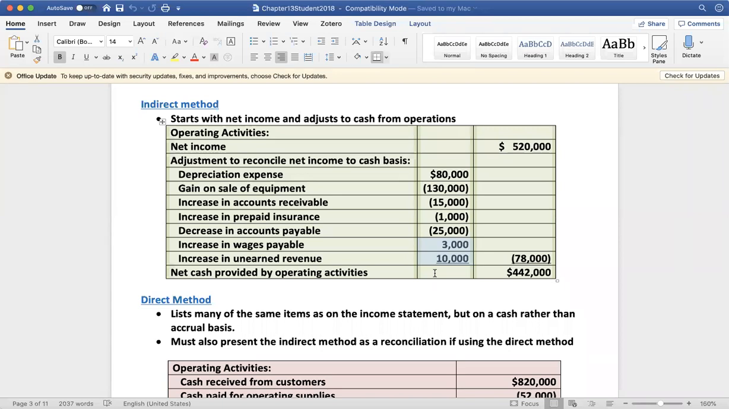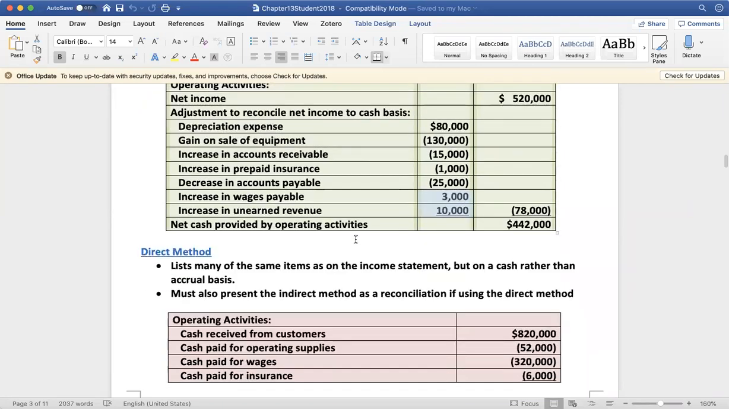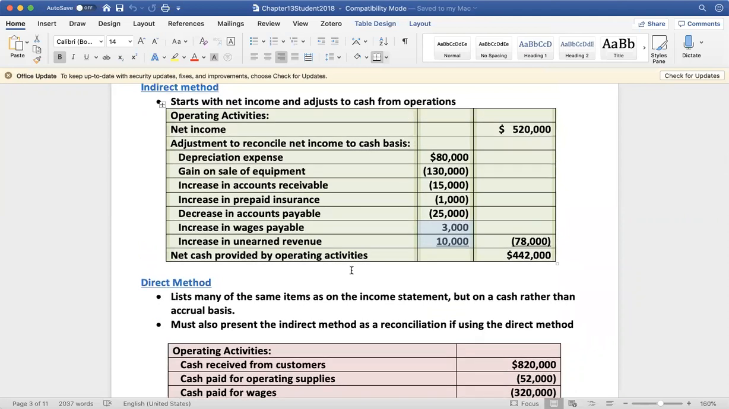But for the liabilities, an easy way to understand it is that if you increase your current liabilities, probably you have more liquid assets as well, and these are cash inflows. So this way, we add up our operating cash flows for the cash flow statement.